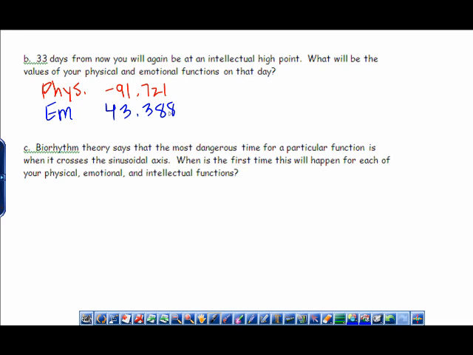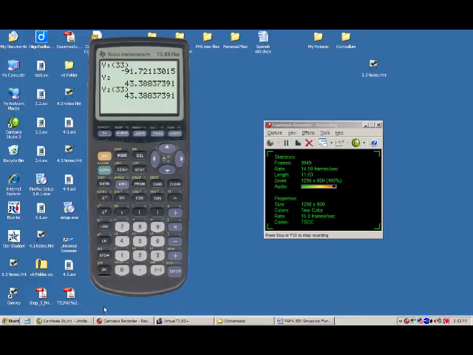So if you go from a good day to a negative day, it's kind of like when you turn that corner. That is the most dangerous time. When is the first time this will happen for each of your physical, emotional, and intellectual functions? This is probably going to be easiest answered using the calculator.